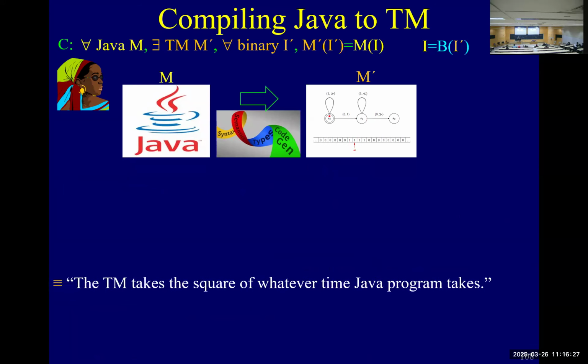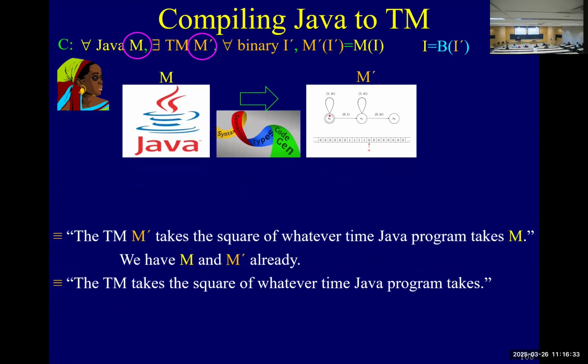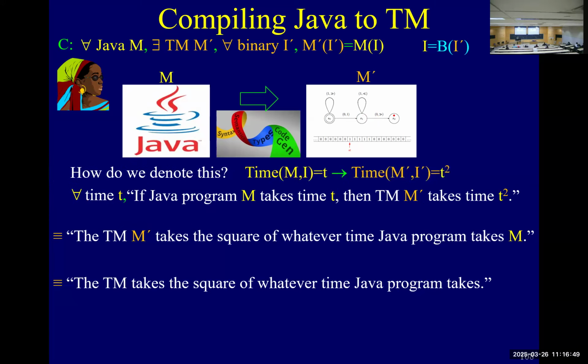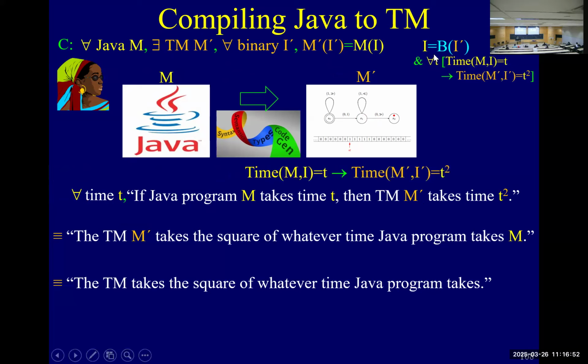And it takes the square of the time. So how much time? If the Java program takes time t, then the Turing machine takes time t squared. For all times, here I've got an "and", and for all times, if the Java program takes time t, then the Turing machine takes time t squared. Everybody kind of good?